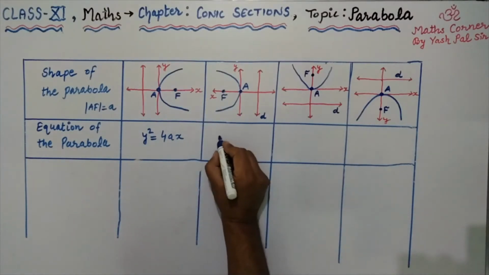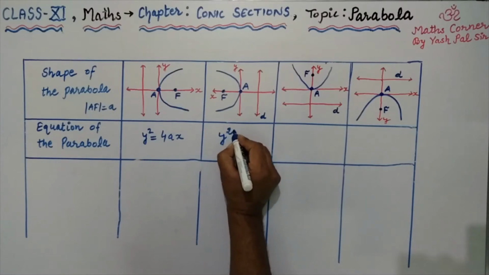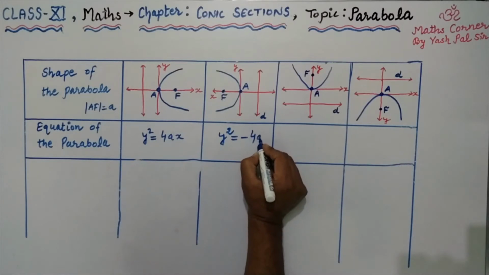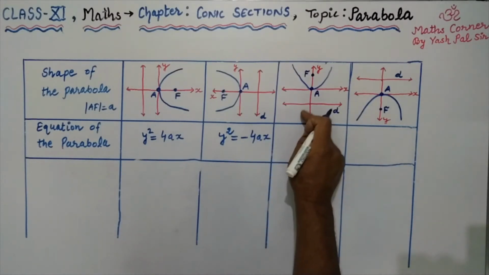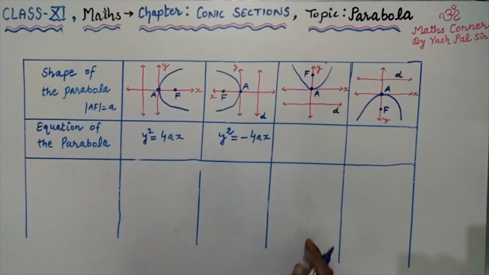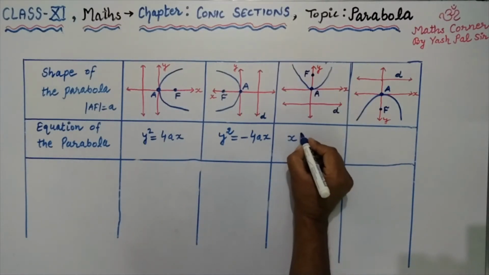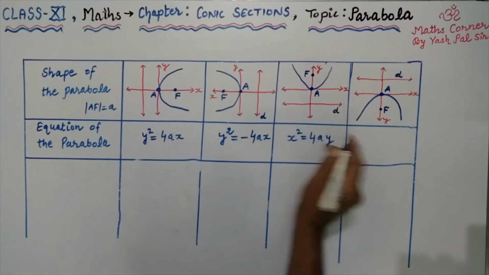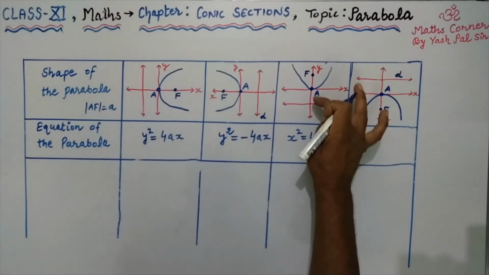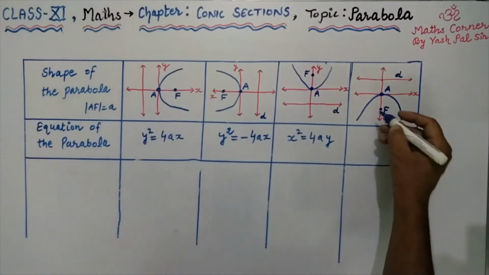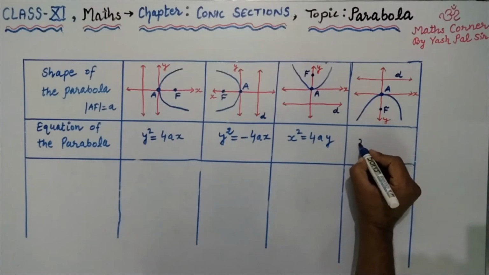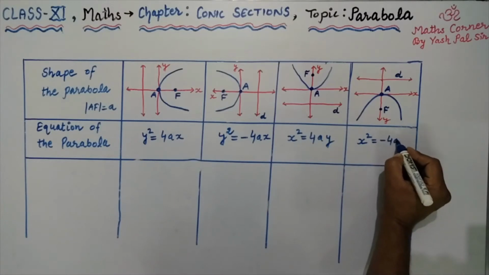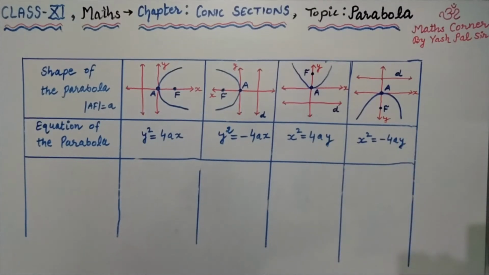In case of this parabola, which is left-handed parabola, equation of this parabola is y square is equal to, only minus sign we insert, minus 4ax. In this case, this is the upward parabola, and equation of this parabola is x square is equal to 4ay. In each case, AF distance is equal to a, and this is downward parabola. The equation of this parabola is x square is equal to minus 4ay.